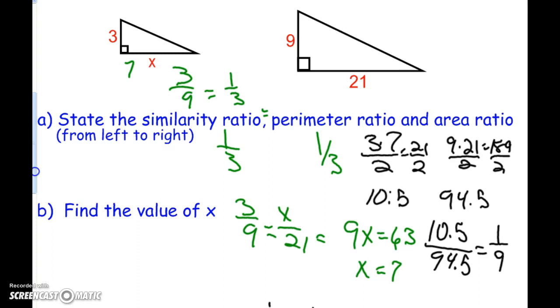Now, how does 1/9 relate to the ratio that we had earlier, 1/3? Well, we should be able to see that 1 times 1 is 1, and 3 times 3 is 9. So the area ratio is squaring the similarity ratio. We just square it.